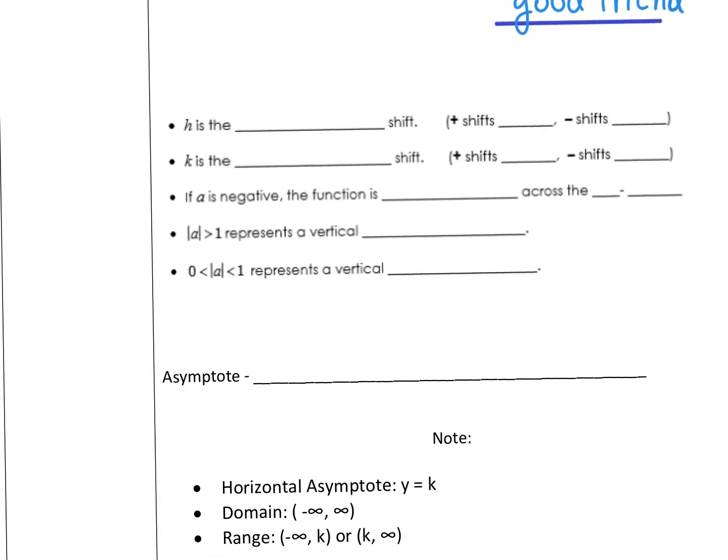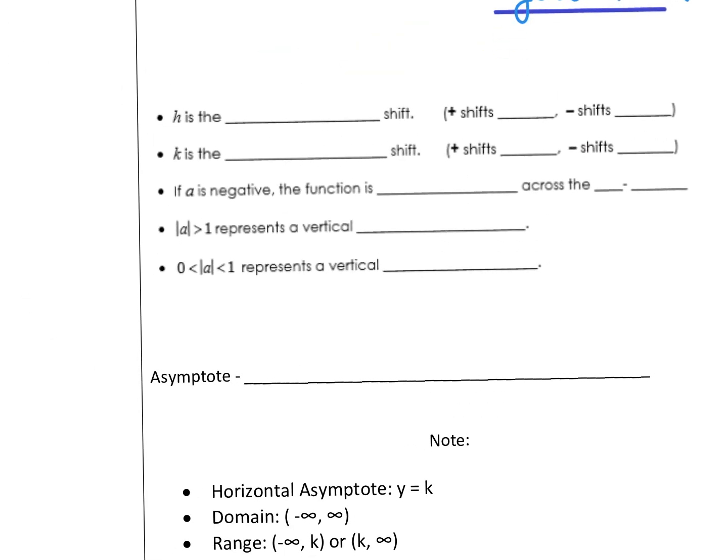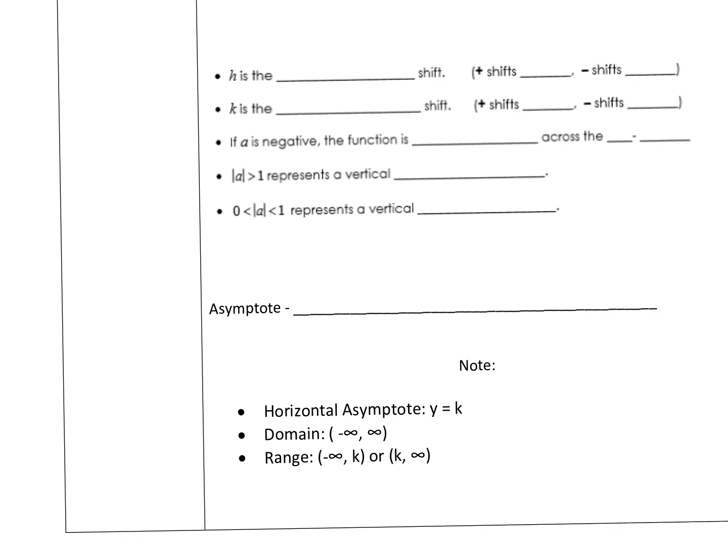Okay, all of these blanks then, all of that stuff. If A's negative, we reflect. If A's bigger than 1, vertical stretch, less than 1, vertical shrink. I'm not going to rewrite all that stuff out because it's the same as what it's always been, and I'm going to save us some time today.